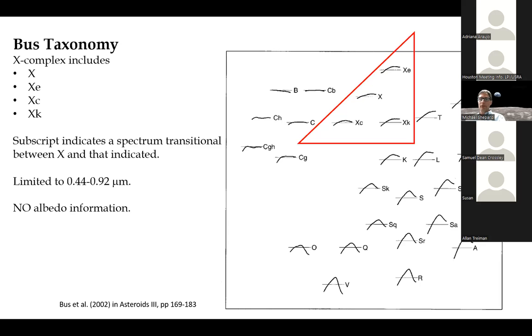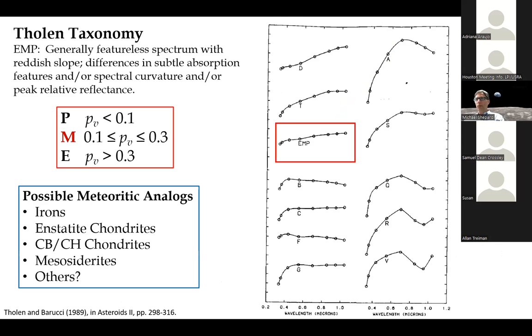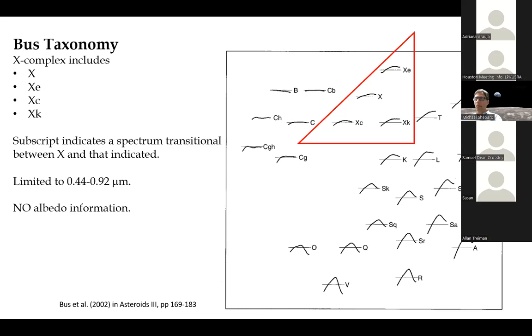There's no albedo information in this classification. It was strictly based on the shape of the spectra, and it was limited to the visible and very near infrared. And I forgot to mention that in the Tholen taxonomy there was no albedo information. The EMP were just called X. The X class was anything that was EMP-like with no albedo. So Bus kept that, and everything is now an X class in that scheme.